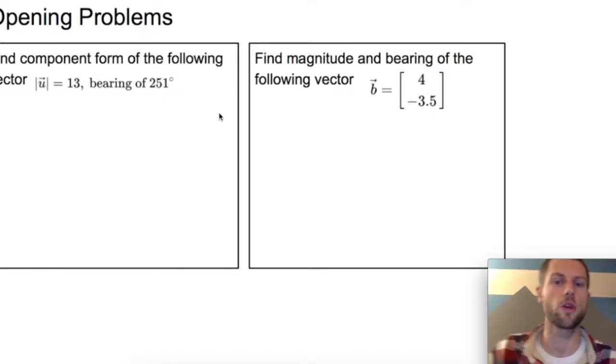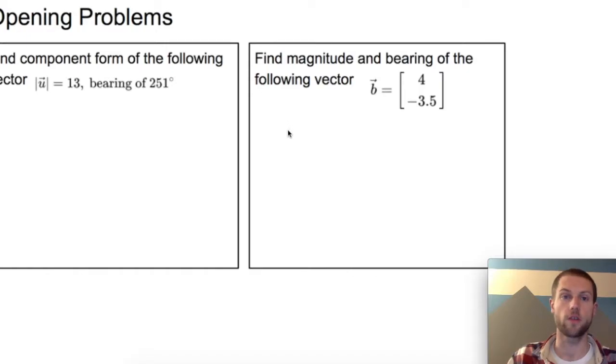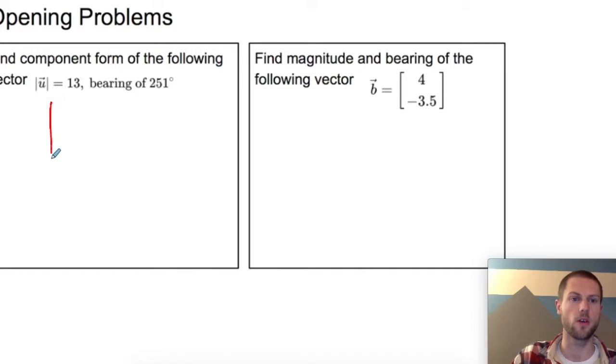In these two problems, we are converting between different vector forms. In this first problem, we want to find the component form given the following vector. Vector u has a magnitude of 13 and a bearing of 251. So let's start off by visualizing what that looks like.